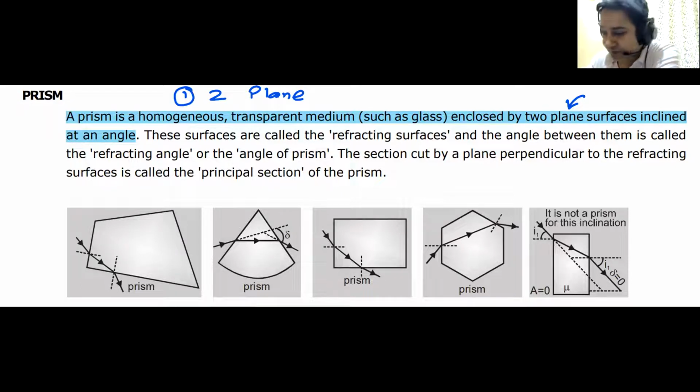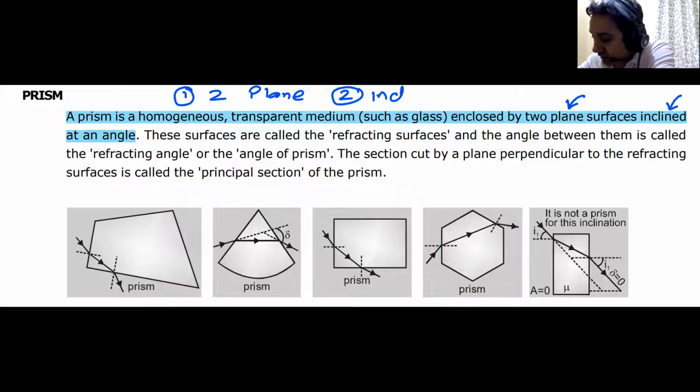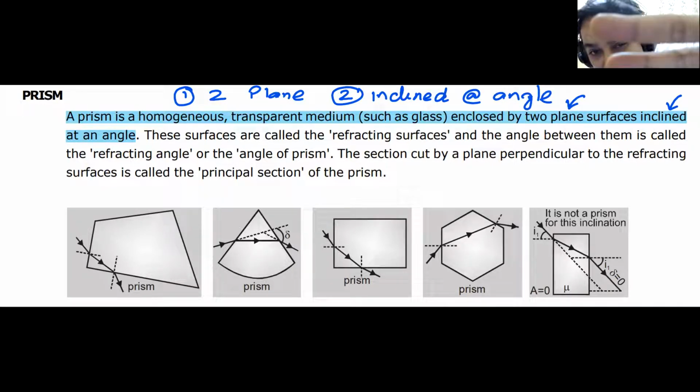Can I have raised hands? Yes, sir. And they must be inclined at an angle. So these are the two things that you must remember about a prism, that it must consist of two plane surfaces and they must be inclined at an angle.